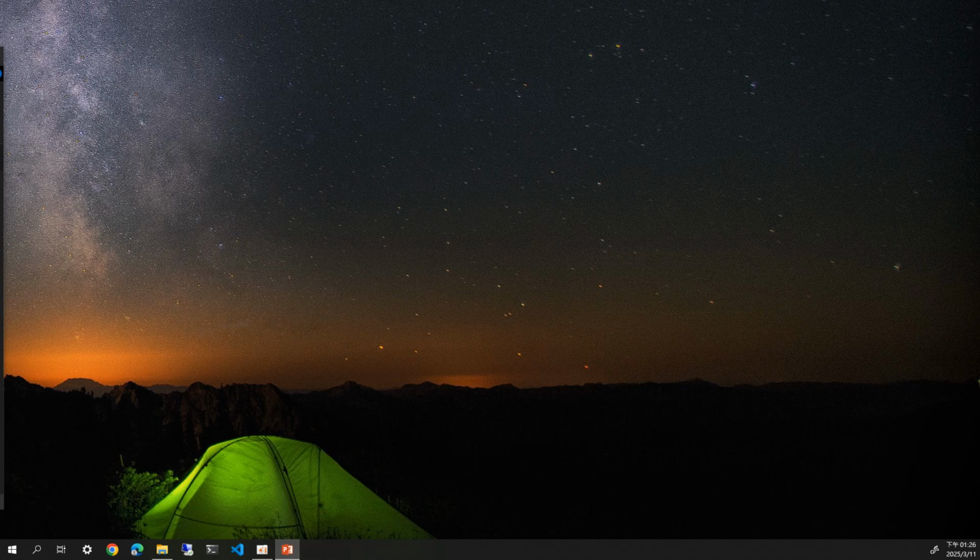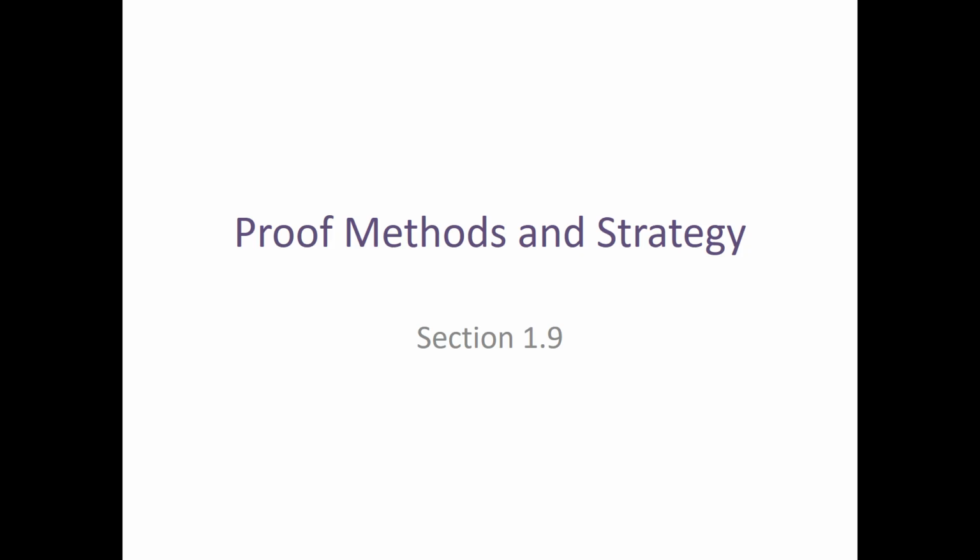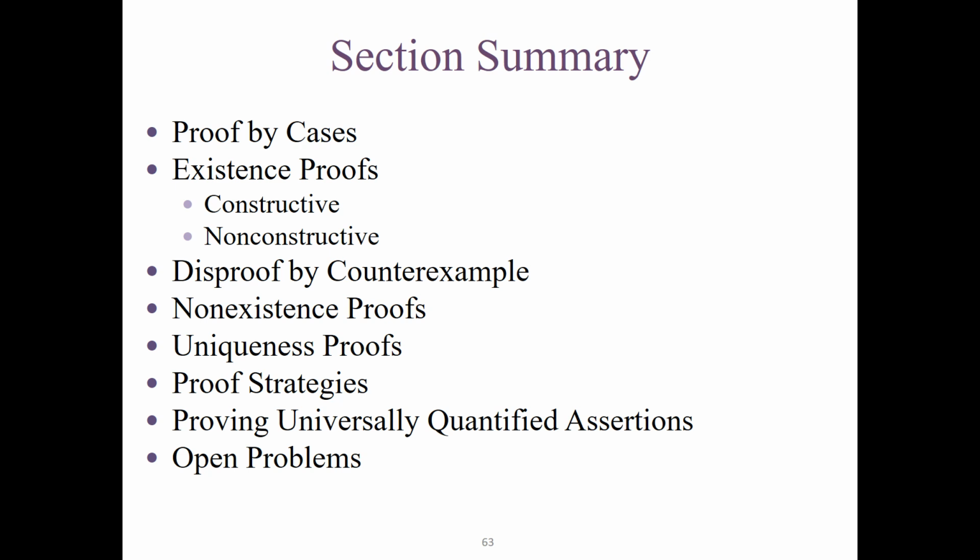Alright, let's give a quick review of section 1.9. We have introduced a lot of different proof strategies. For example, we have proof of existence proof, or disproof by counterexamples.